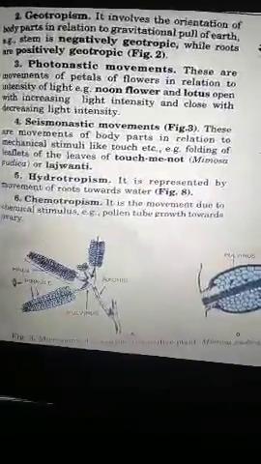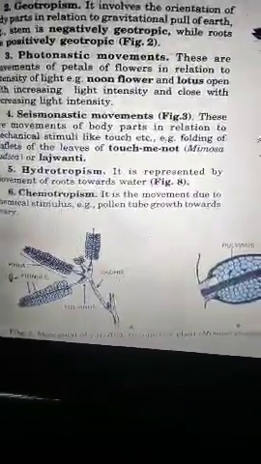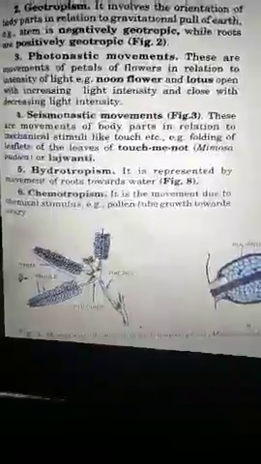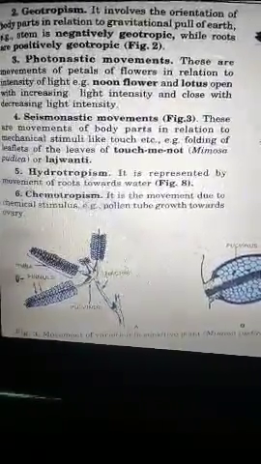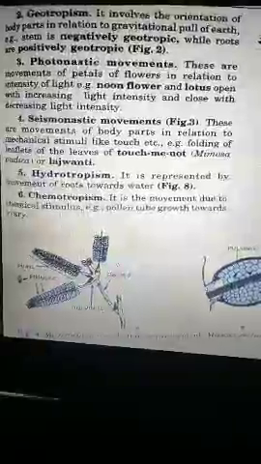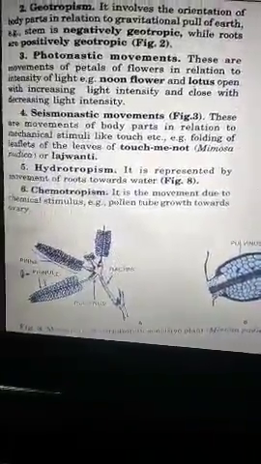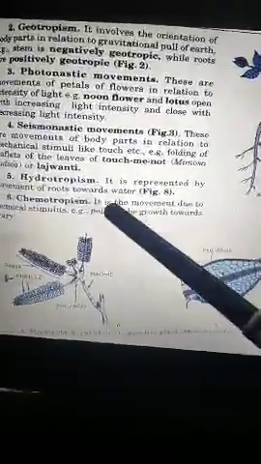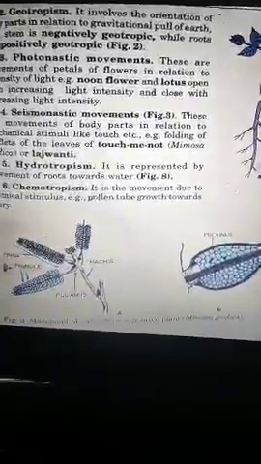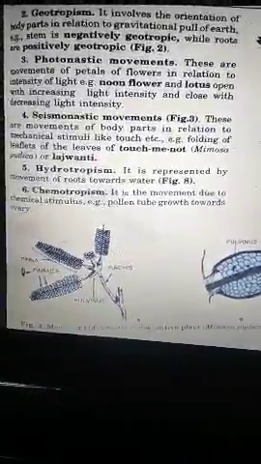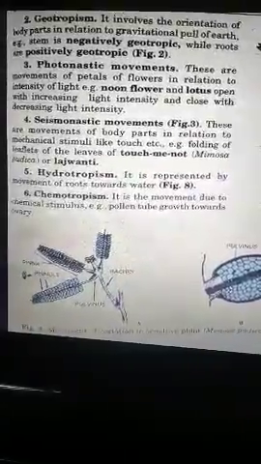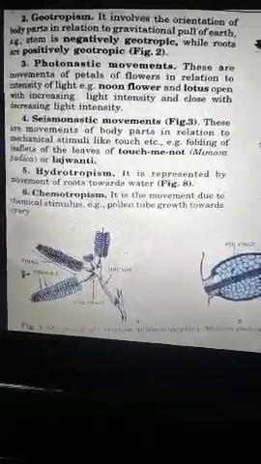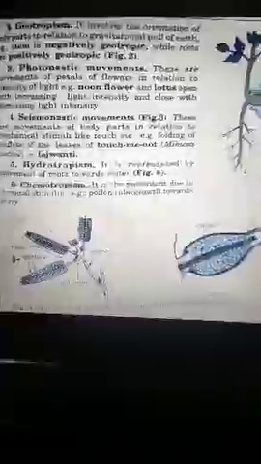Number 6 is chemotropism. Chemo, as the name itself shows, is in relation to some chemical. Movement due to a chemical stimulus is called chemotropism. There are positive and negative chemotropism. For example, the pollen tube grows towards the ovary. That means it shows positive chemotropic movement. Movement away from the chemical stimulus is called negative chemotropism.